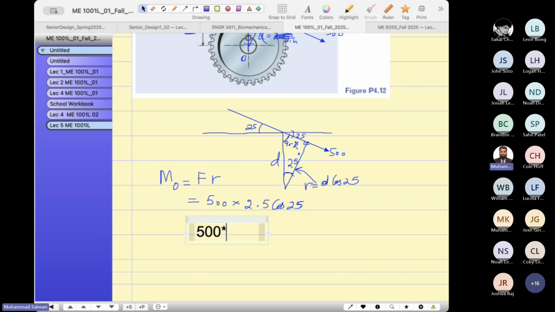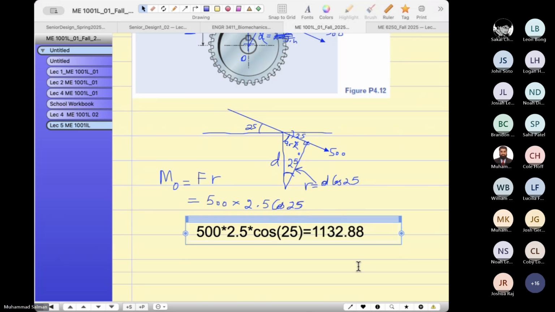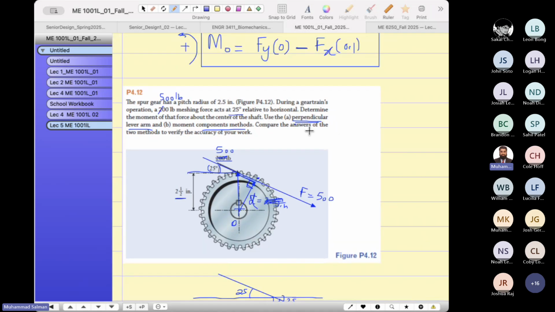500 times. I got the same answer. Tristan is correct. Pounds inch. Good job. So this is correct. Thank you. So it is pounds inch. So this is the moment about point O when you are doing the first method, which is the perpendicular to the line of action.